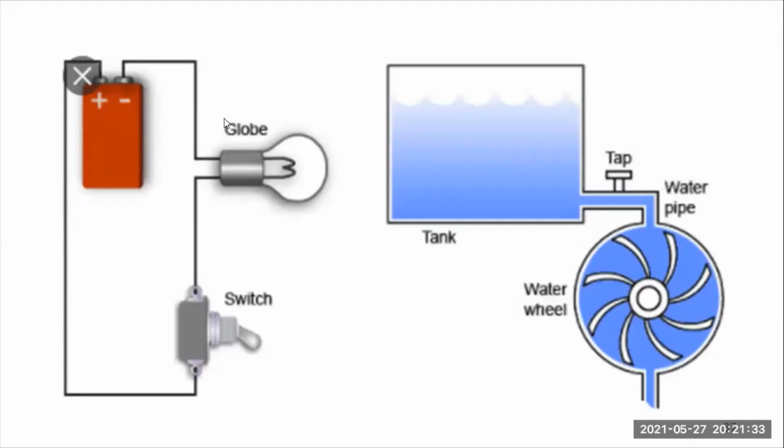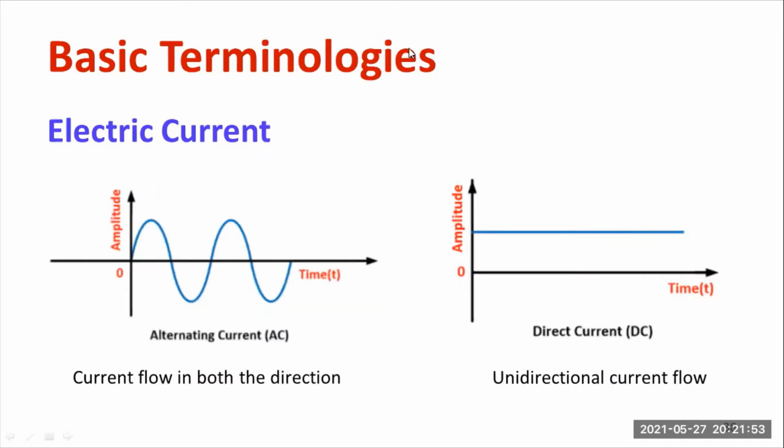See, the same thing I explained already. The charge stored inside the battery can be compared with the water stored inside the tank. The lamp can be compared with one of the mechanical loads, that is, a water wheel. The tap can be compared with the switch. If you compare like this, you can definitely understand everything in an easy manner.